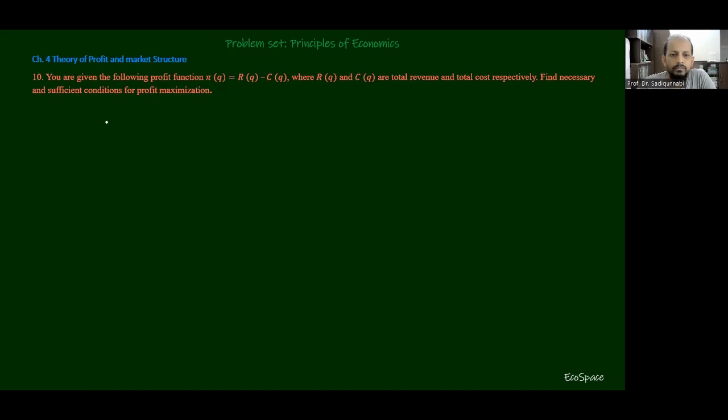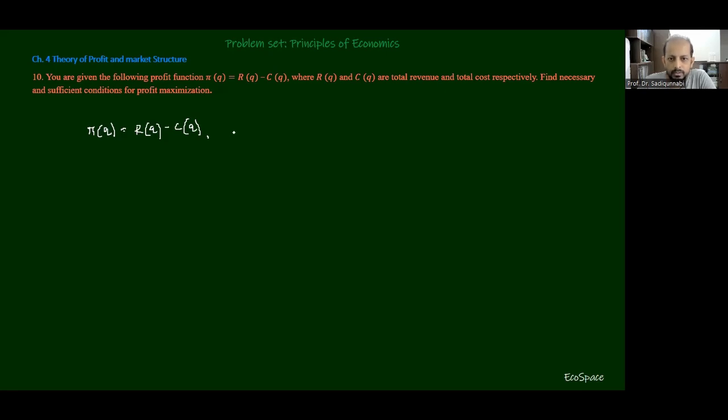So the problem is, you are given the profit function pi equals R minus C. Profit is a function of Q. So profit equals total revenue R minus total cost C. We have to find the necessary and sufficient condition for profit maximization.